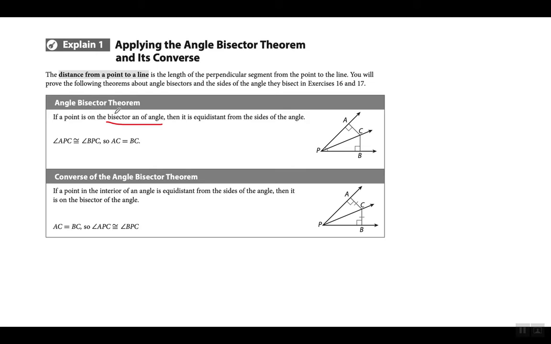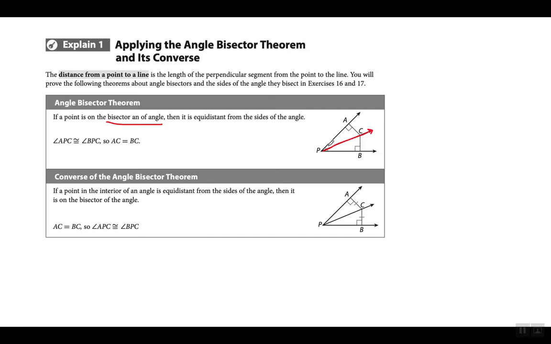Okay, so the bisector of an angle, remember I told you guys the easiest way to remember what a bisector is: something that's going through the middle. In this case, it's going through the middle of what? It's going through the middle of an angle. So if you look at angle APB, all right, this ray is the angle bisector.